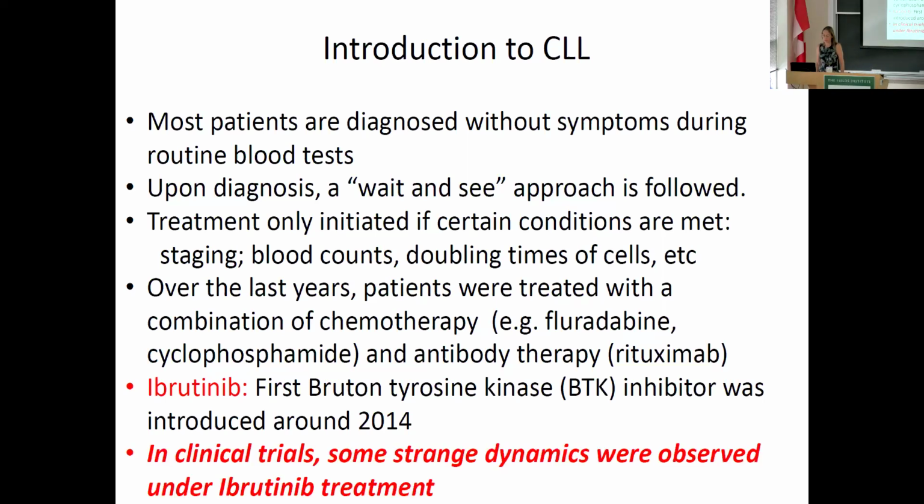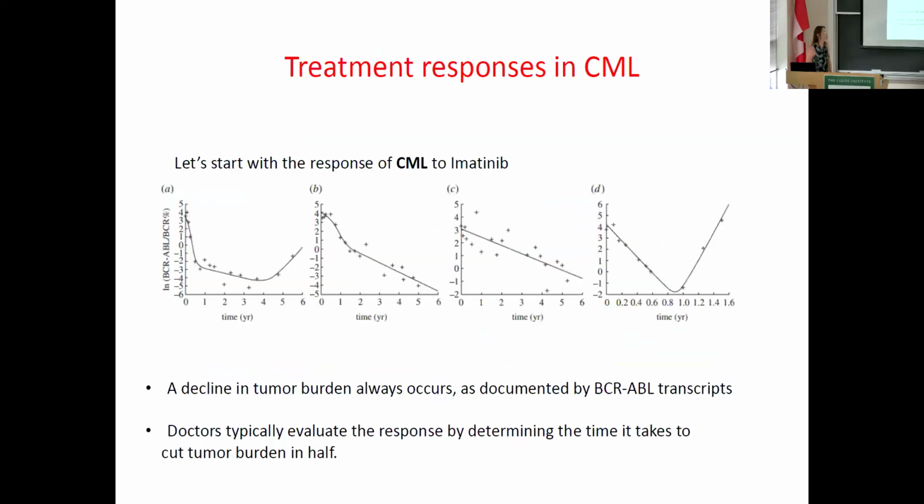So in clinical trials, some strange dynamics were observed under ibrutinib treatment. So before I show you what strange dynamics are, I'll show you the normal dynamics. So this is back to CML. This is what usually happens. You start treatment, and if you start treatment and the cancer decreases, if all goes well, it's like this, or like this, right? In other cases, all goes well until this happens. And of course, we already know that this is resistance, right? So this is what is normally observed.